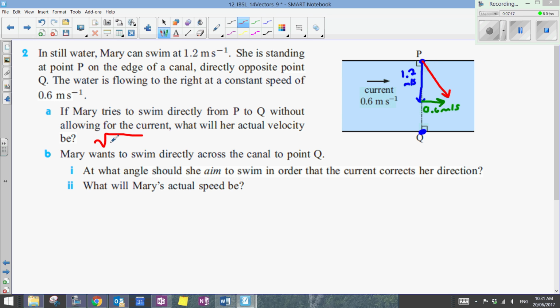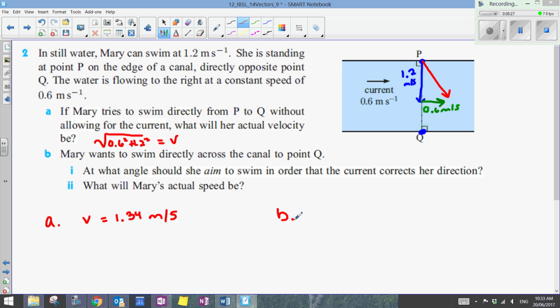So we wind up taking 0.6 squared plus 1.2 squared, and that will give us whatever our velocity is. Excuse me. So for our velocity, let me come down here just so we have a little bit more space. Velocity is going to wind up at 1.34 meters per second. So there, she does wind up being taken off course quite a bit. So her velocity is 1.34 meters per second, and that's actually what would wind up happening if she was pushed toward the right and not accounting for that current.